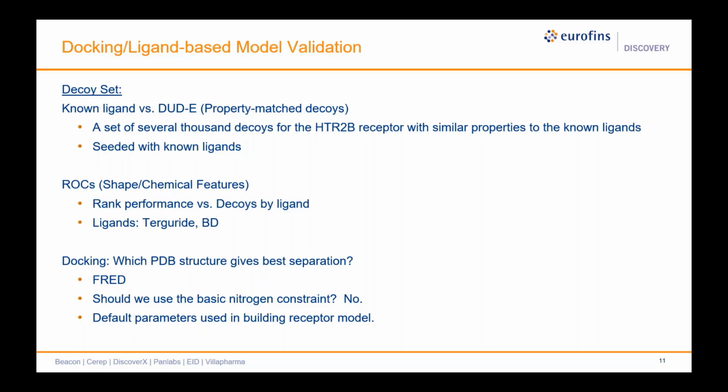And we're going to ask questions like, should we use the basic nitrogen constraint? Almost every serotonin ligand has a positively charged nitrogen that interacts with an aspartate in the binding pocket. We're going to move away from that for two reasons. Number one, we're looking for antagonists, and number two, we want a wider space of ligands to consider because we know that the patent literature is relatively crowded.